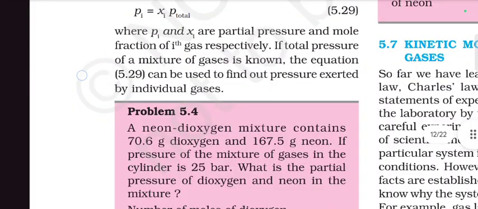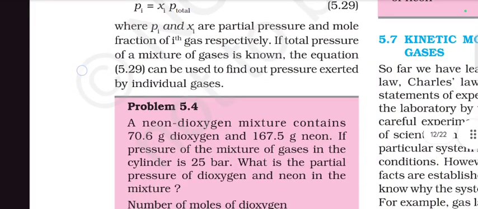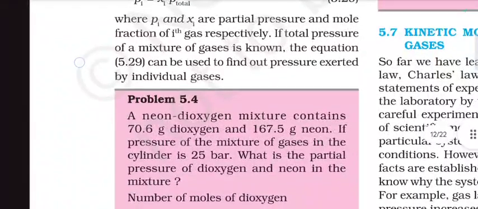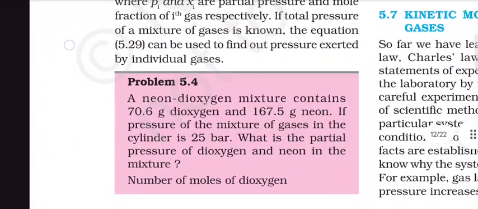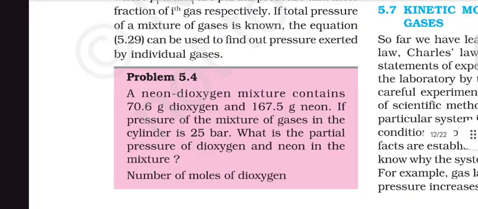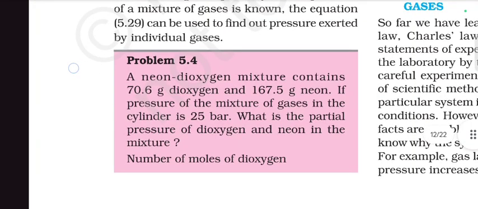where Pi and xi are the partial pressure and mole fraction of the ith gas respectively. If the total pressure of a mixture of gases is known, equation 5.29 can be used to find out the pressure exerted by individual gases. Problem 5.4.